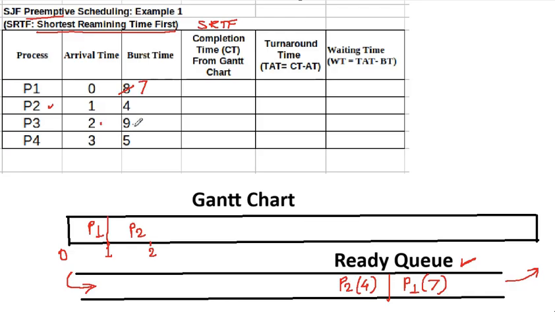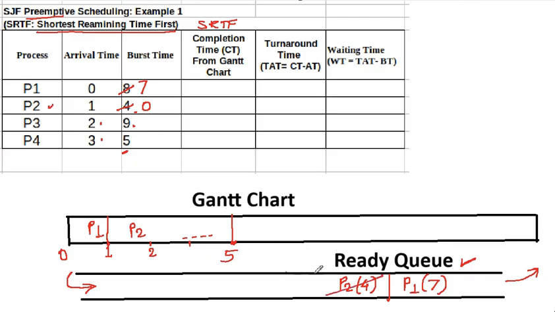Yes, at 2 a new process comes, but its burst time is more than P2, so we continue running P2. At 3 we check if a new process is coming. Yes, that is P4, but the burst time of P4 is 5, which is more than P2, so we continue running P2. P2 will run continuously for 4 units of time, so from 1 to 5 only P2 will run. So P2 is completed.